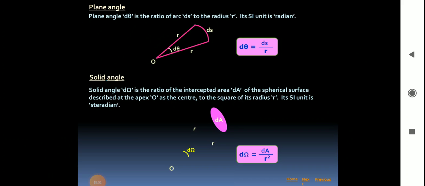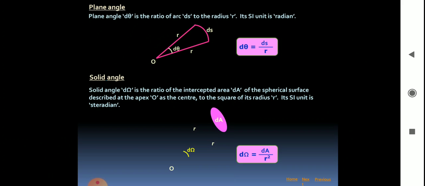So plane angle d theta is the ratio of arc of length ds to the radius. In the given picture you can observe the arc is ds, and the radius is small r. So d theta is a plane angle.